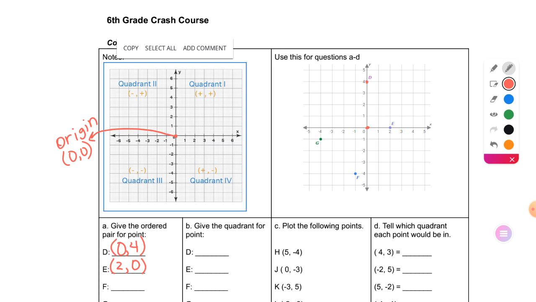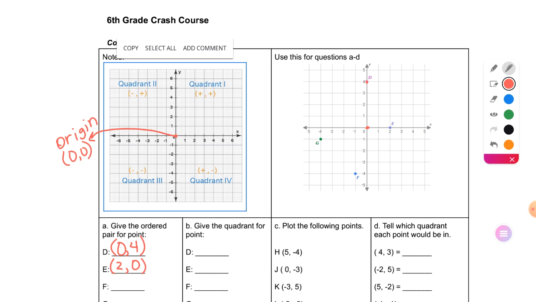Why do you think those things are called quadrants? Brady? Because they're separated into 4 parts. 4 parts. What does the prefix quad mean? Emmett? 4. Yeah, it means it's split into 4 parts. That's why they're called quadrants.